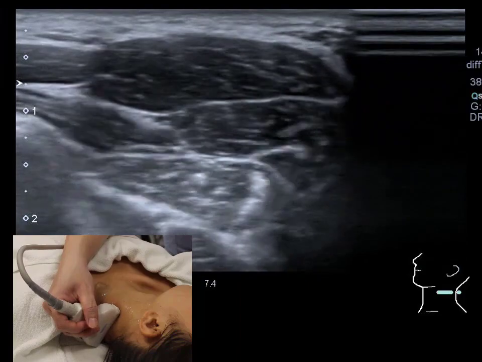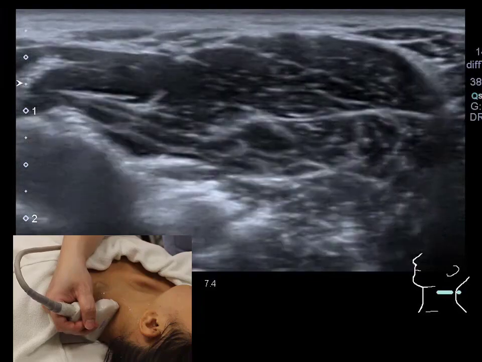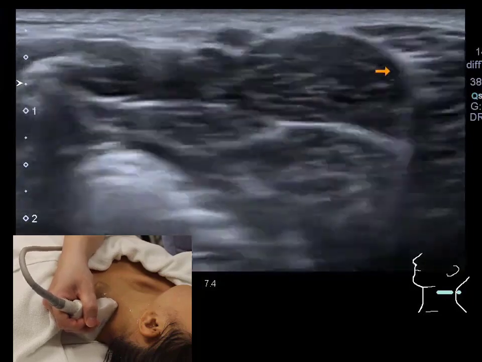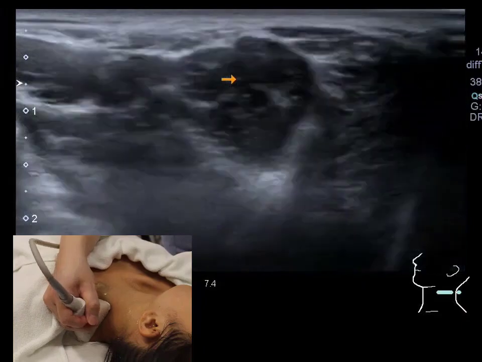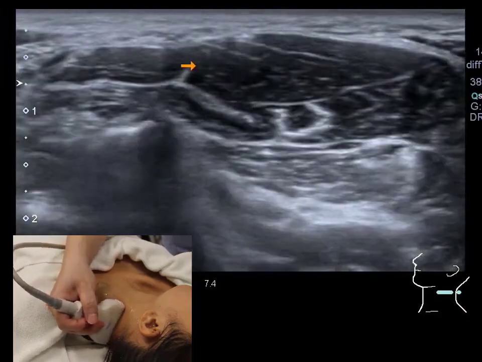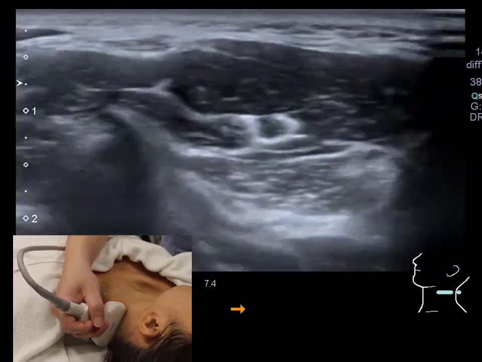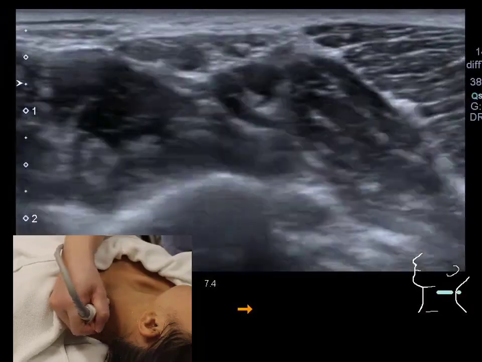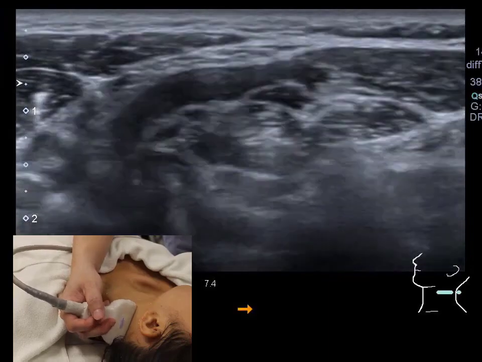So next we're going to see more about the levator scapulae muscle, which is in close proximity to the trapezius muscle. If you scan down and down, it goes down and attaches to the scapular wing posterolaterally, and if you go up, it attaches to the cervical spine transverse process. So this is one of the floor muscles that we see all the time when we scan the posterior triangle.